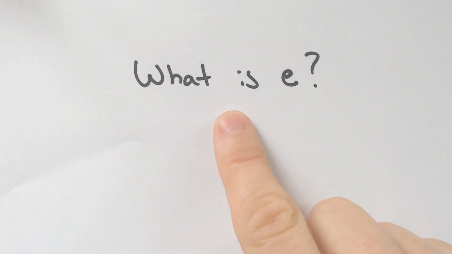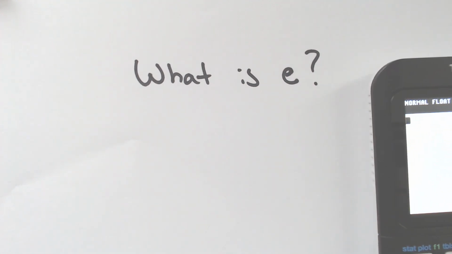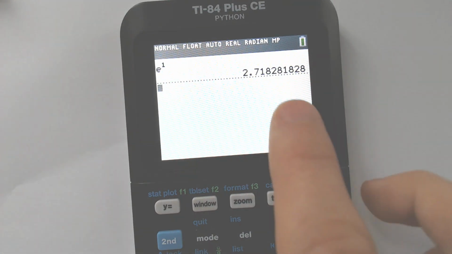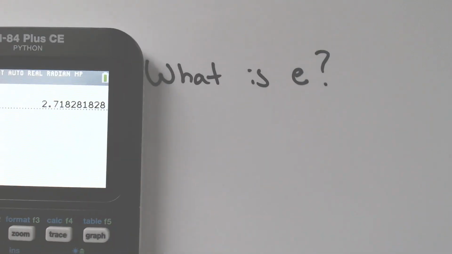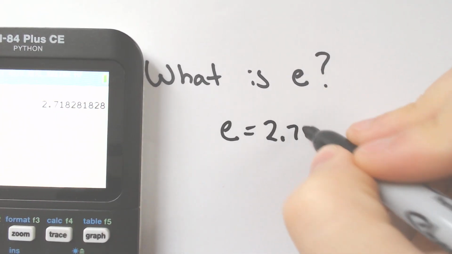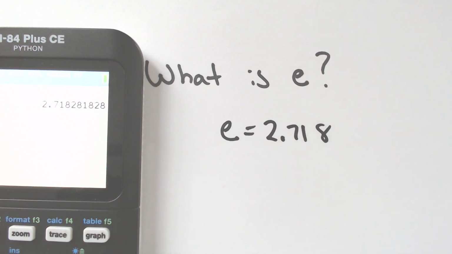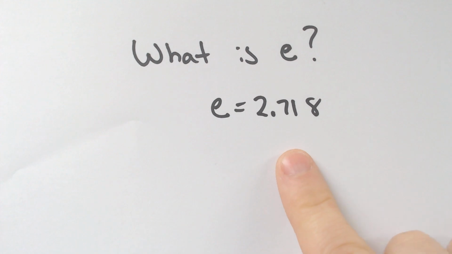So the simple answer to this is E is 2.71. It goes on forever. If we do e to the first power, we get a number, 2.711, blah, blah, blah. It goes on forever, just like pi. But that seems a little too basic. E does equal 2.718. But more importantly, why is this number so special?